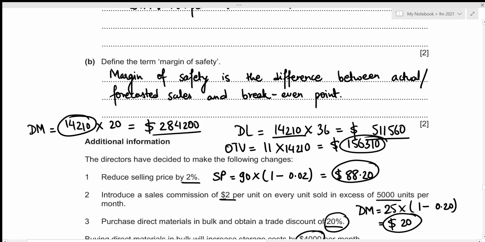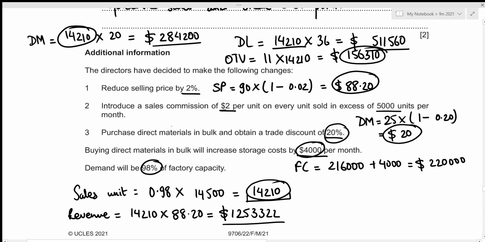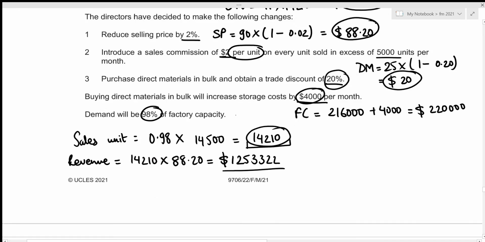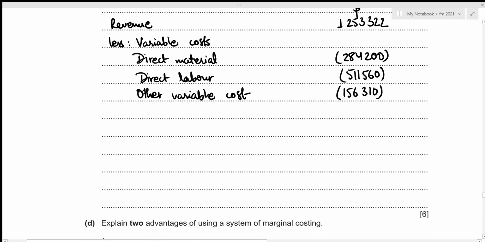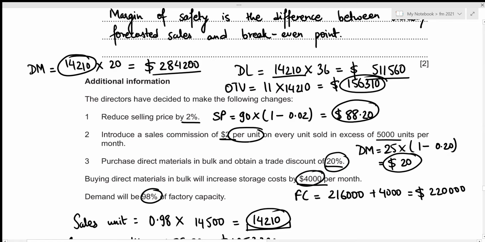Let's write this down. That's 156,310. And we were given additional information about a sales commission, and this is per unit, which means that this is also a variable cost, right? So I'm just going to write down commission. And we were given a condition actually, and this commission is given to every unit sold in excess of 5,000 units. So let's figure out the excess units.